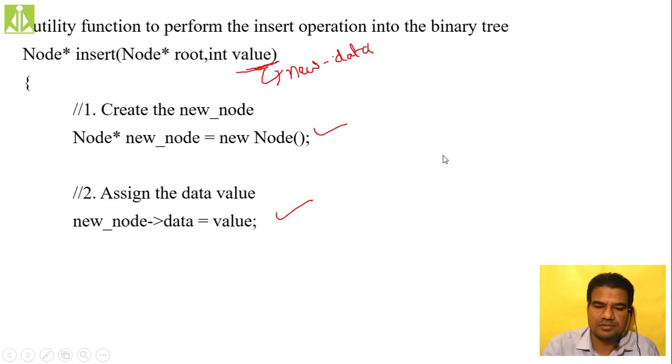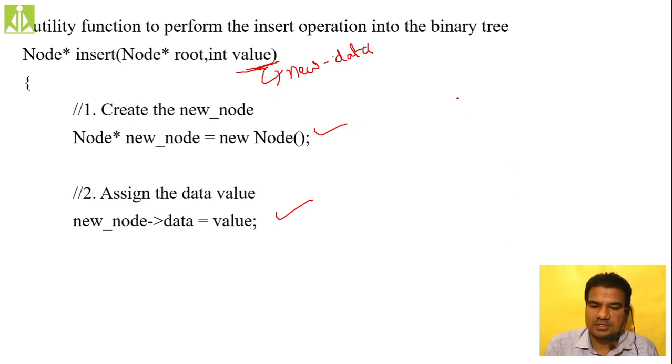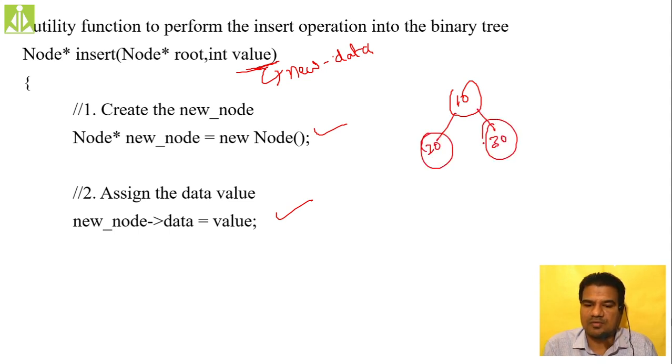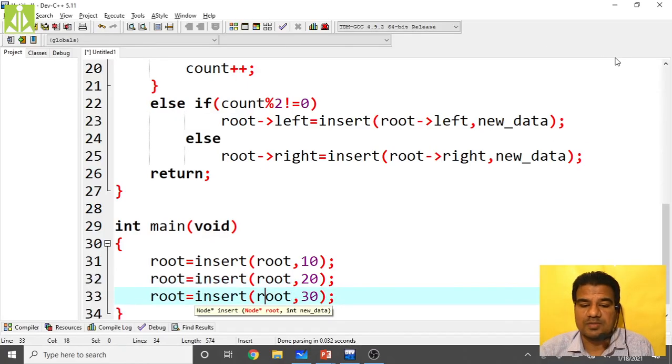Let me take the marker. First we have inserted 10, so that 10 will come as the root node. Then we have inserted 20, so that 20 will come like this. Then we have inserted 30, so that 30 will come over here. So 10, 20 and 30, this type of insertion we have done so far. If you insert further, 40 will come over here, 50 over here, 60 over here, and 70 like this. We have just done the insertion; we have not done any display.